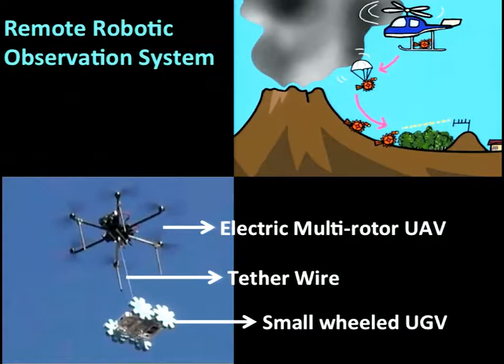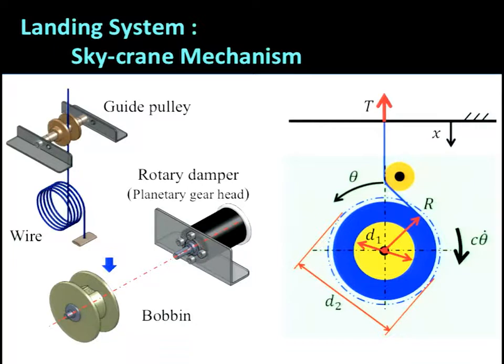This is our scenario for the remote robotic observation system, using a multi-rotor UAV and a small ground vehicle cooperatively. On the next slide, I would like to focus on the landing system of the ground vehicle in this scenario. Our multi-rotor UAV navigates autonomously based on GPS information, which includes height errors. To make our system very simple, we do not choose a sensor-based height control system, but instead a tethered landing system.